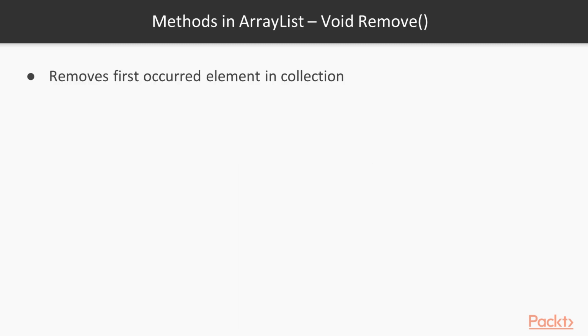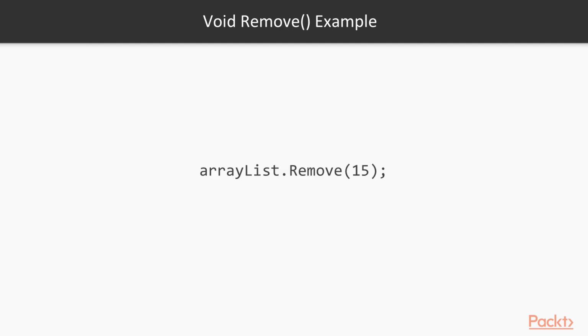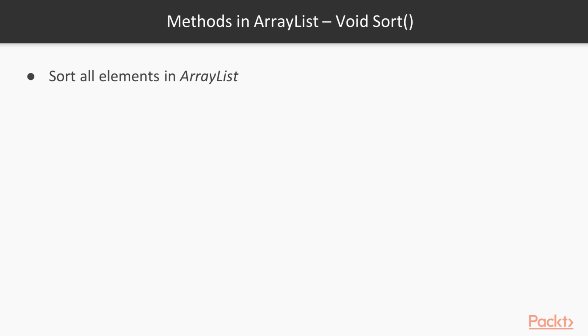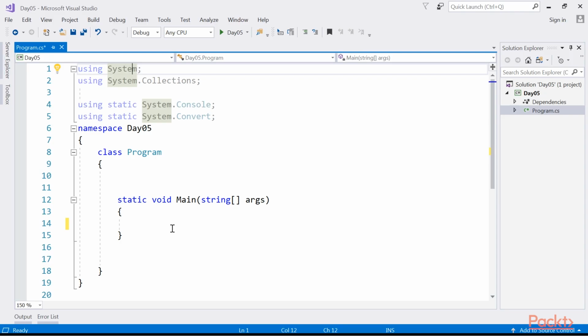Void remove method removes the first occurrence of an element in the collection. Here is the example of void remove method. The last method is void sort method. It will sort all the elements in ArrayList. Let's see the code for ArrayList.